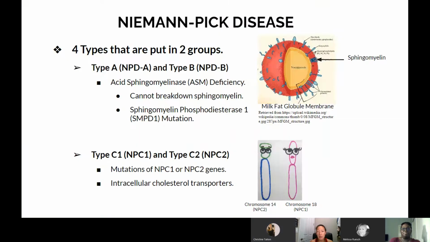Next. Niemann-Pick disease has 4 types, and it's broken down into 2 groups. The first group will be type A, NPD-A, and type B, which is NPD-B. The second group will be type C, that has type C1, NPC1, and type C2, NPC2. Next.